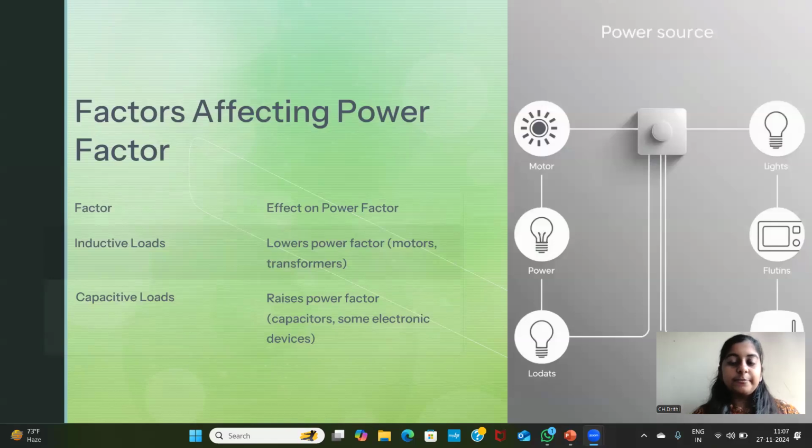Next, factors which are affecting the power factor. First, inductive loads. Inductive loads lower the power factor. Examples are motors and transformers. Capacitive loads raise the power factor. Examples are capacitors and some electronic devices.